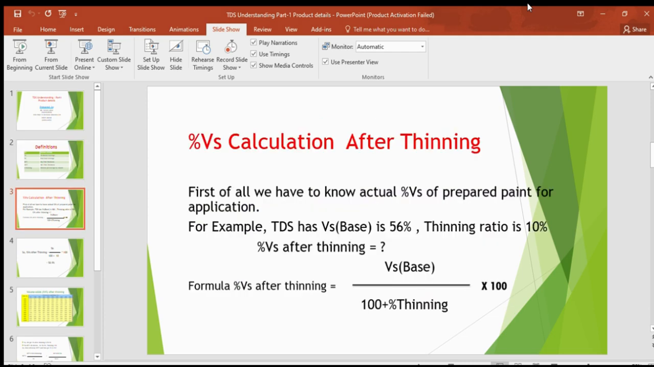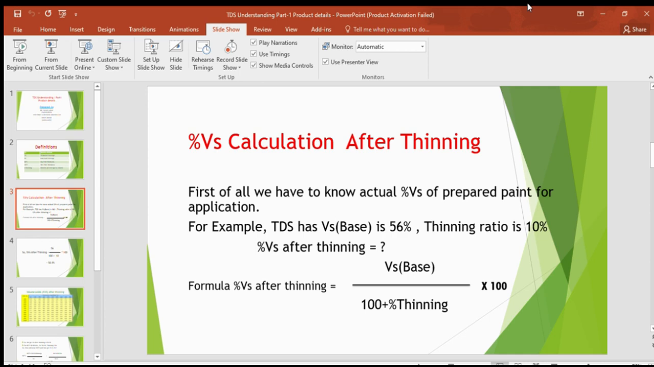So first of all, before application we have to calculate the actual volume solid after thinning. Let's see. First of all, we have to know the percent volume solid of the prepared paint for application. For example, the TDS volume solid of the base is 56%.